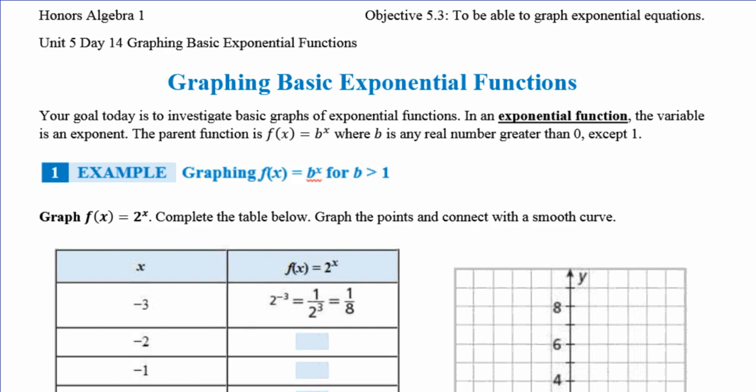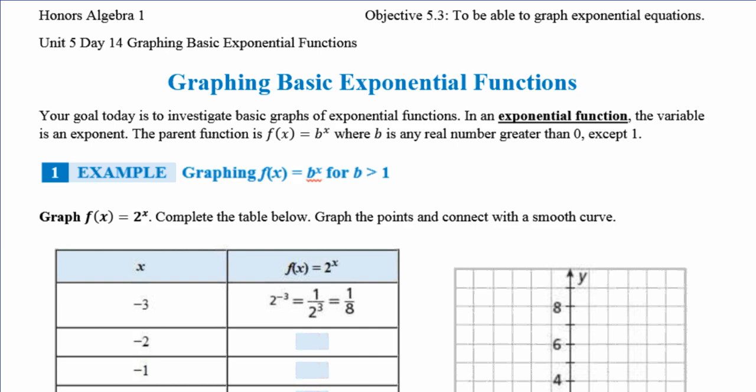Today we're working on our objective 5.3, to be able to graph exponential equations. What we're going to be using is a table of values and also desmos.com/calculator to see how these exponential functions behave. We know that the parent function for an exponential is f of x equals b to the power of x, where b is any real number greater than 0 except for 1.